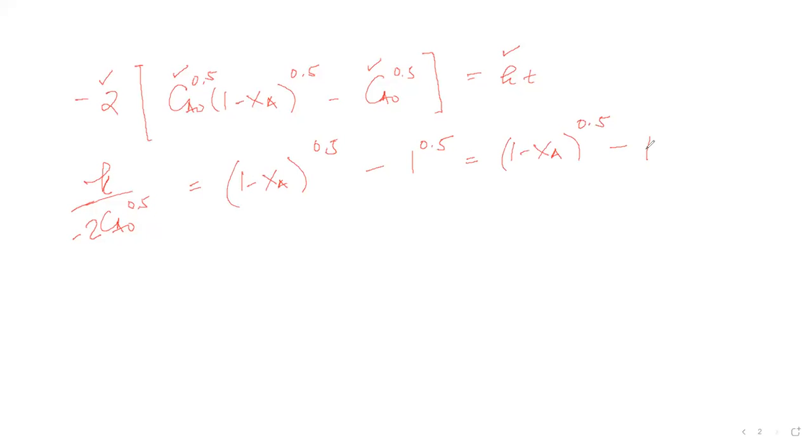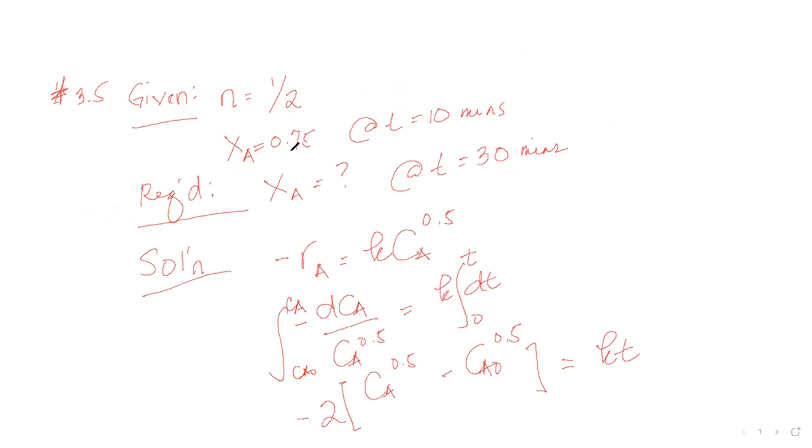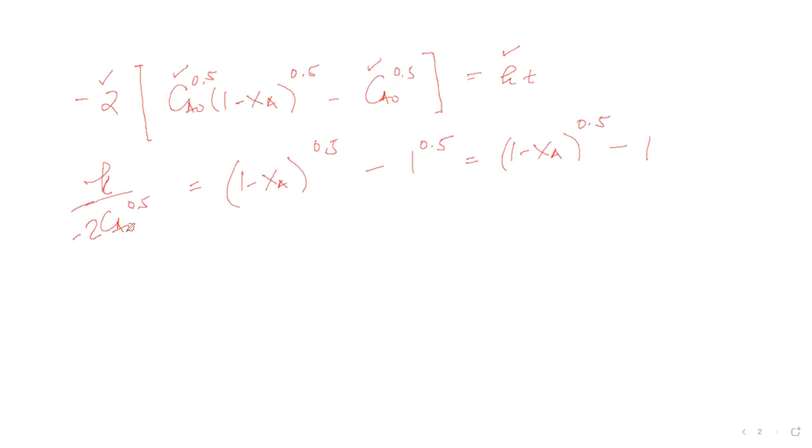Now the purpose of grouping this is for you to be able to get a value for the set value of this, given the information for conversion here, which is 0.75 and 10 minutes for the time. So we can do that in here. Your K over -2 CaO raised to 0.5 will be equal to 1 minus 0.75 raised to 0.5 minus 1.